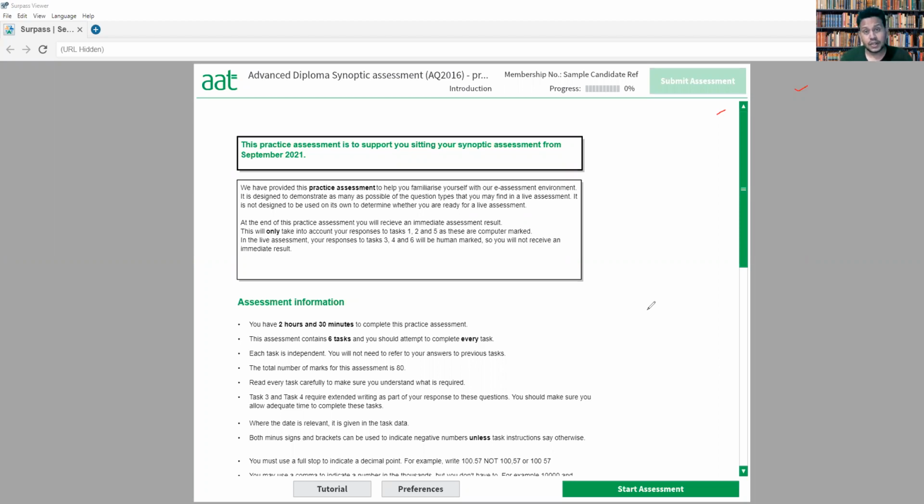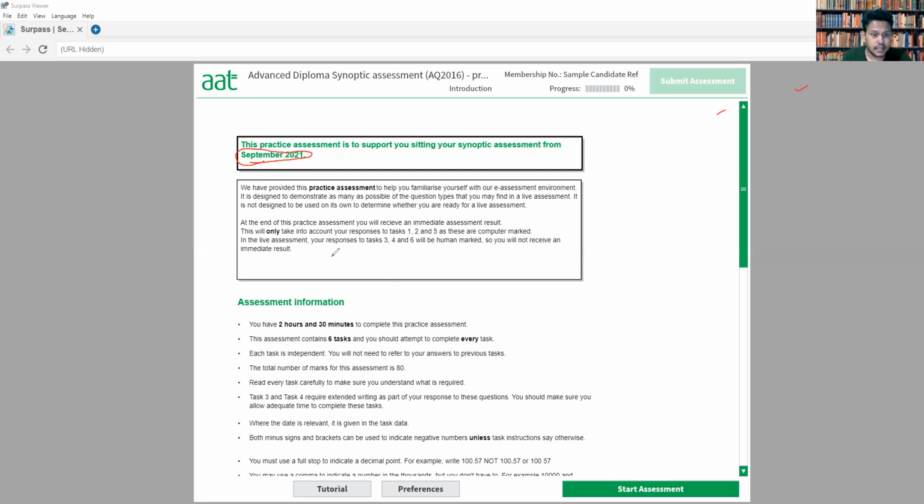All of you already know there are a few changes coming from September for the Synoptic Level 3. So the spreadsheet or Excel will not be part of the Synoptic anymore. So let's have a look at what we have here. The first thing we can see here, they said this practice assessment is to support you sitting your Synoptic assessment from September 2021. So obviously that will be the students who are going to sit the Synoptic from September 2021.